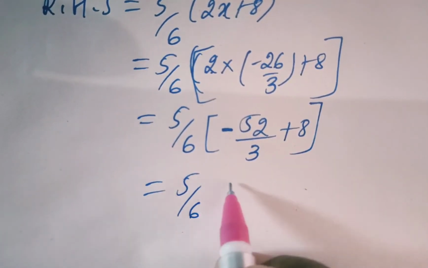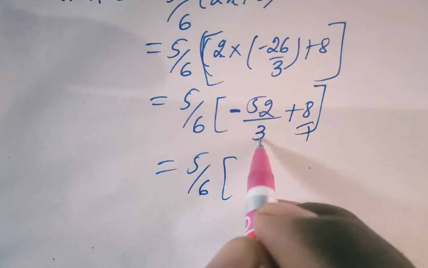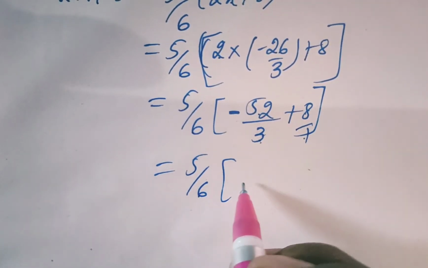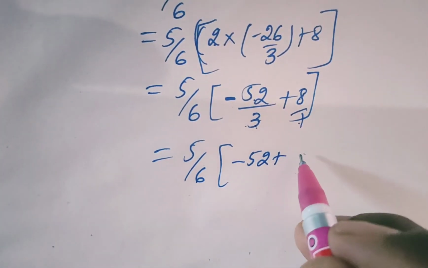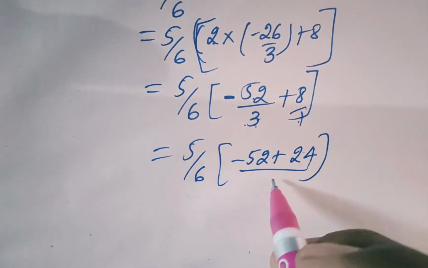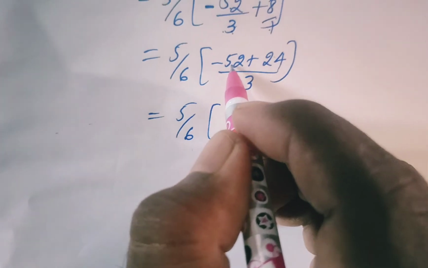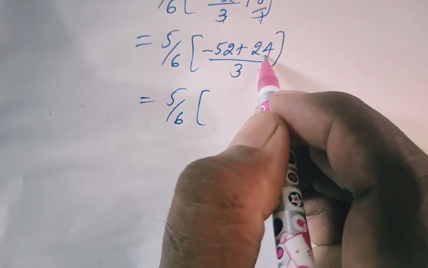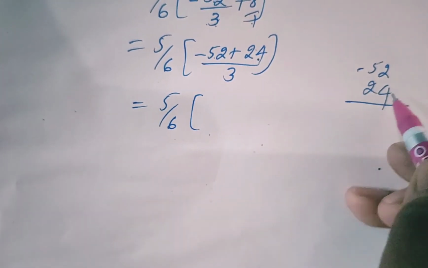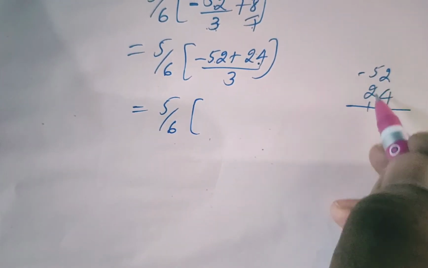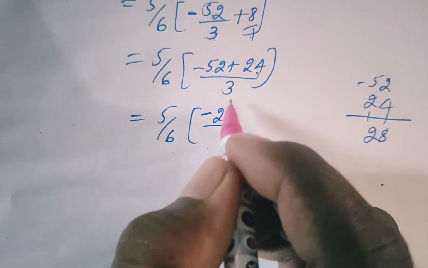Then 5 upon 6. What will happen here? 3, and here 8 upon 1. 52 upon 3, 8 upon 1. So cross multiplication. Minus 52 into 1, plus 8 3s are 24, divided by 3. 5 upon 6. Minus 52 plus 24. What will happen here? Minus 52 plus 24 means subtract. So 52 minus 24 is 28. Minus 28 divided by 3.